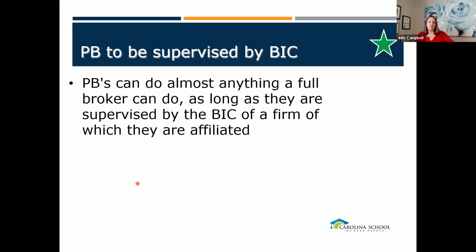Once you're affiliated as a provisional broker, you can do just about anything that a full broker can do because you're under the direct supervision of a broker in charge. So you can list properties for sale, you can work with buyers, you can do just about everything. There are a few exceptions. One exception we said that a provisional broker can't do is charge a fee to do a BPO for a third party.